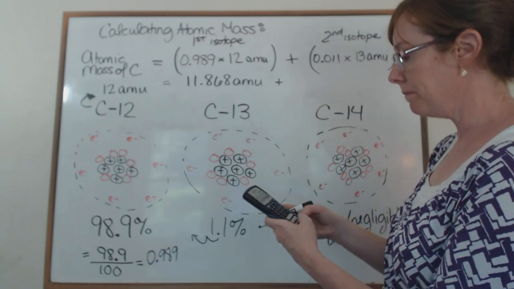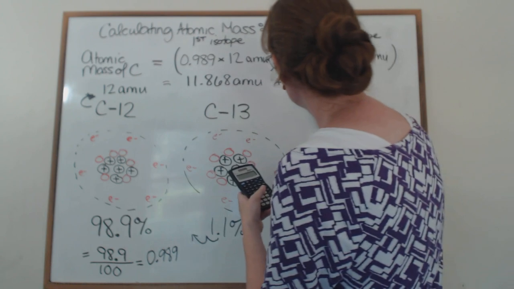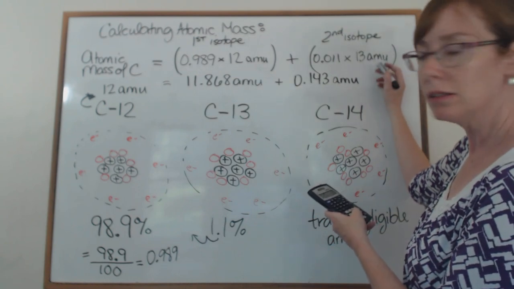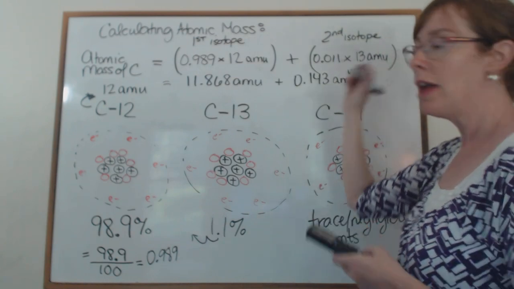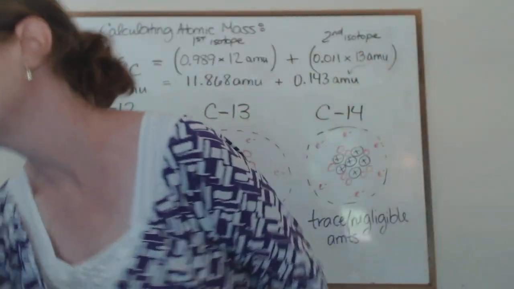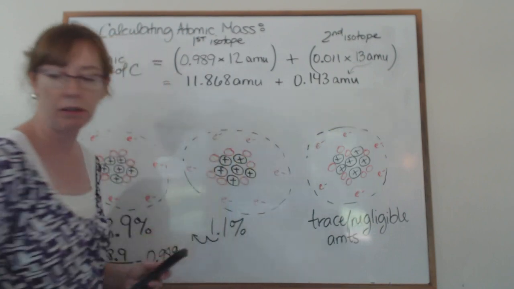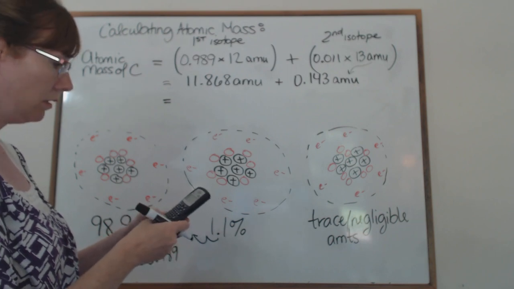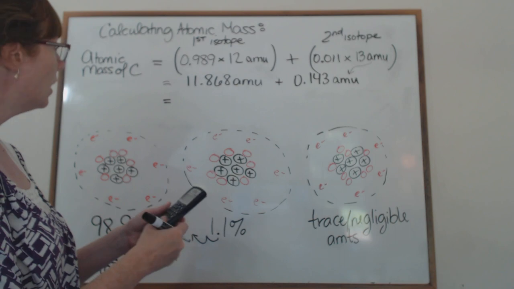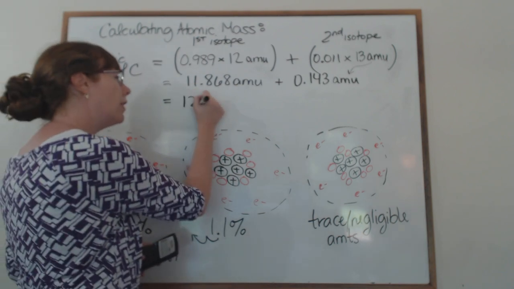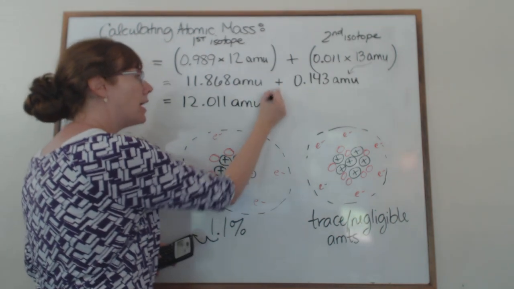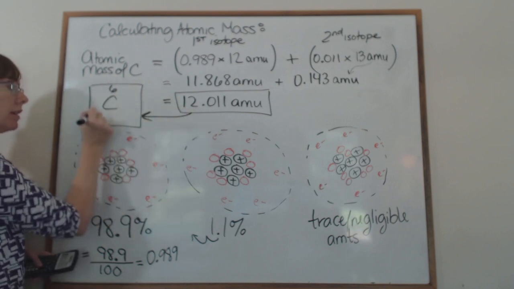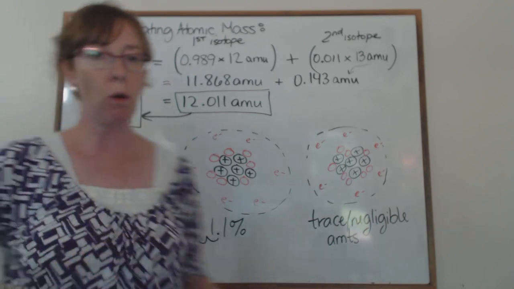Okay, so 0.011 times 13 is 0.143 AMUs. Notice I'm keeping the unit because it doesn't cancel. It's not like it goes away. You just keep it in there. Now you add these two numbers together. Let me clear this up a little bit so we can see what we're doing here. You add those two numbers together, 11.868 and 0.143, and I'm getting 12.011 AMUs.